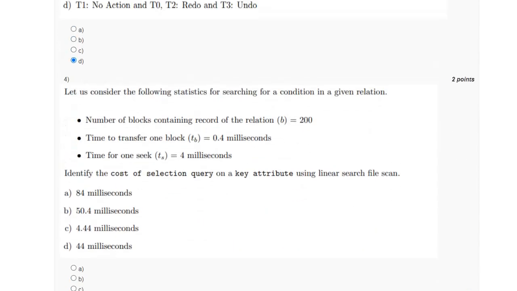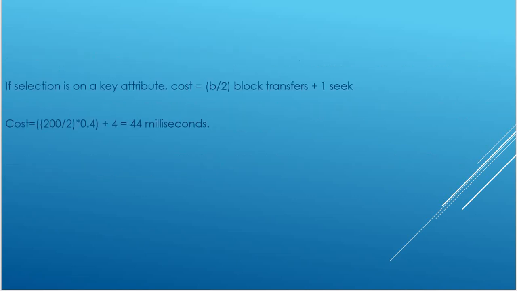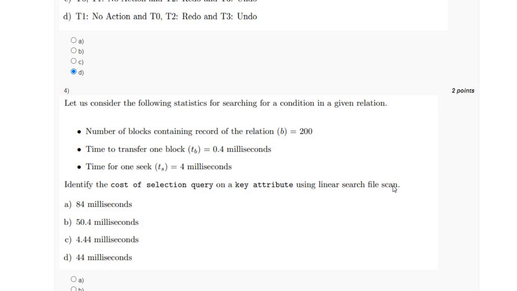For the fourth question, we have been given a number of blocks containing the record, the time to transfer one block and the time for one seek. We have to identify the cost of the selection query on a key attribute using the linear search file scan. So the cost of selection query on a key attribute will be B divided by 2 block transfers plus 1 seek, which is 200 divided by 2 into 0.4 plus 4, which is 44 millisecond, which is option D.